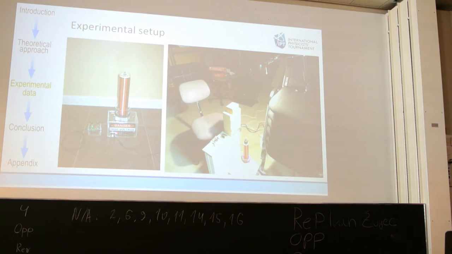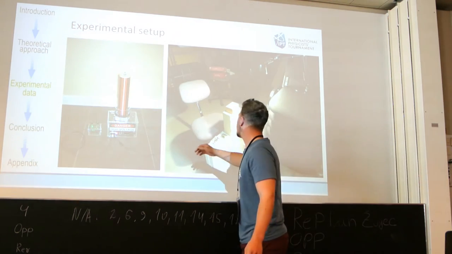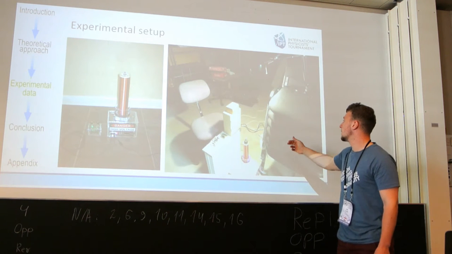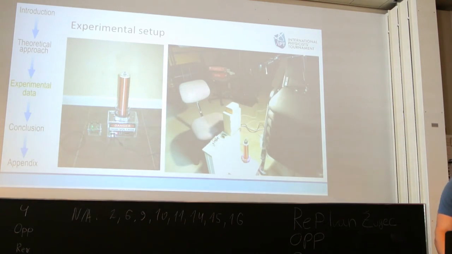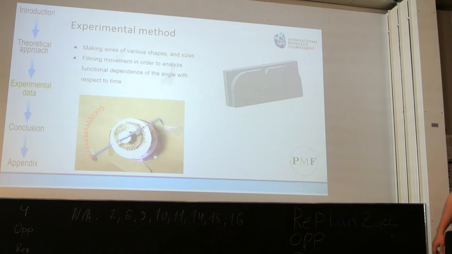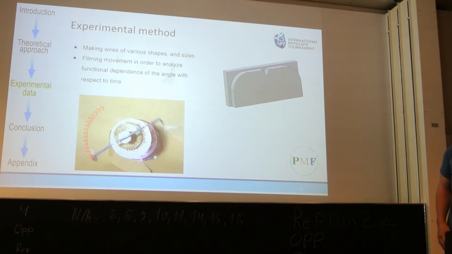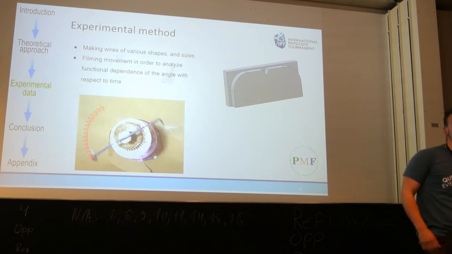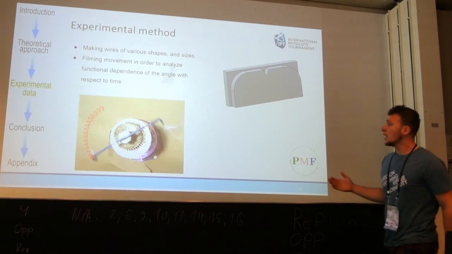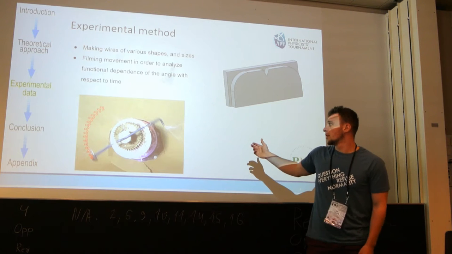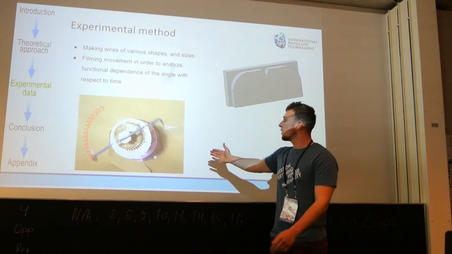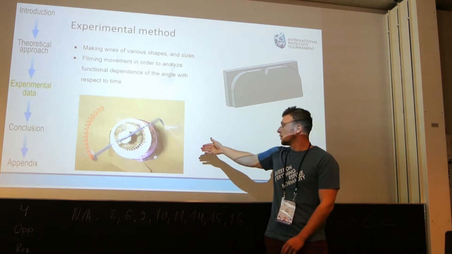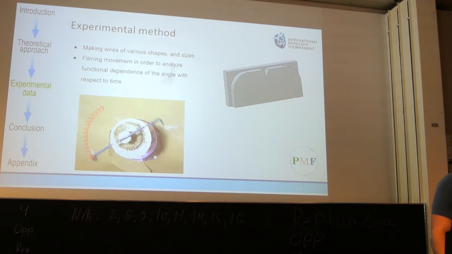Okay, so as for the experimental setup, we have a Tesla coil, obviously, and this is our setup where we filmed it. It's a little bit bad quality, but we will show videos later. So the method is, we made wires of various shapes and sizes. This is one of our molds, to make wires consistent. And then we filmed it and tracked the functional dependence of angle with respect to time, and we used an open source program called Tracker to find that. And here are the results.